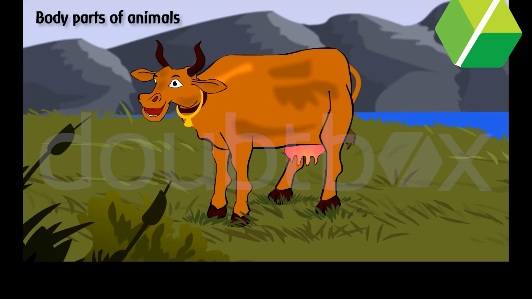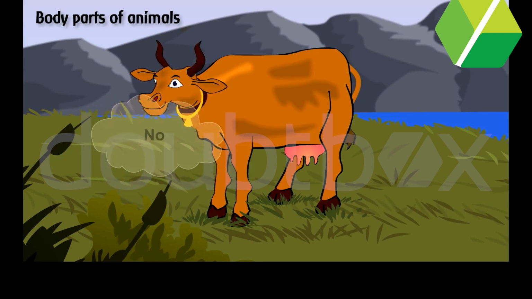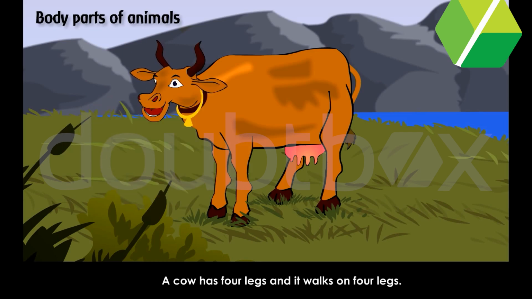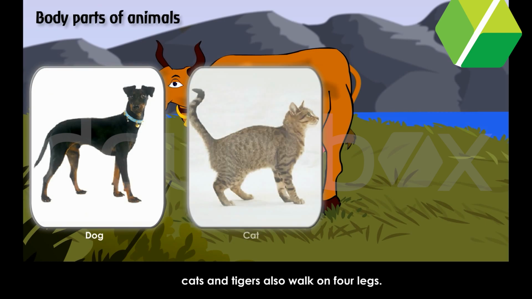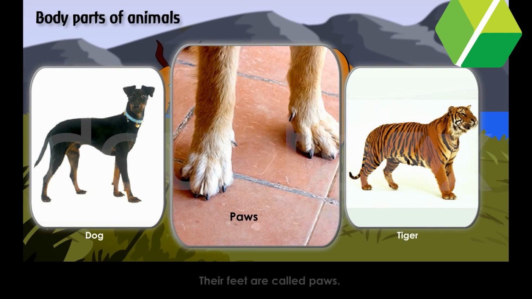Body parts of animals. Have you noticed a cow? Does it have 2 legs like us? No, a cow has 4 legs and it walks on 4 legs. Many other animals like dogs, cats and tigers also walk on 4 legs. Their feet are called paws. They do not have any hands.